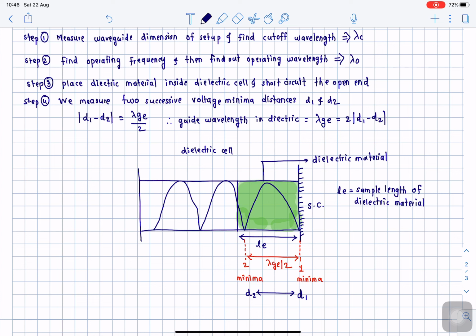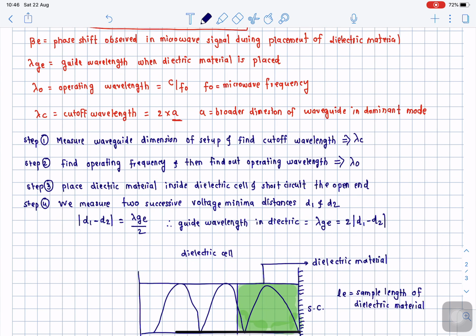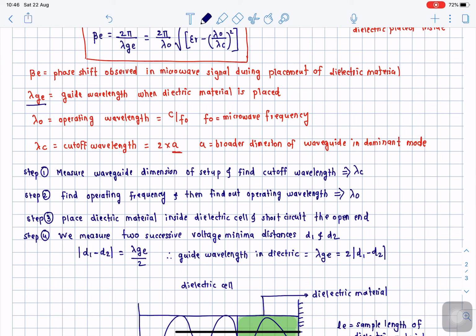So with the help of the slotted waveguide section, you measure the first minima, which we are going to get close to the short circuit wall, and then immediately you measure the next, second minima at D2. Take the difference of these two distances and multiply it by 2, and we will get the guide wavelength of the signal in the dielectric material. So we know the guide wavelength over here, that is lambda GE. We already calculated the value of the free space wavelength, and we have already calculated the cutoff wavelength by taking into account the waveguide dimension.